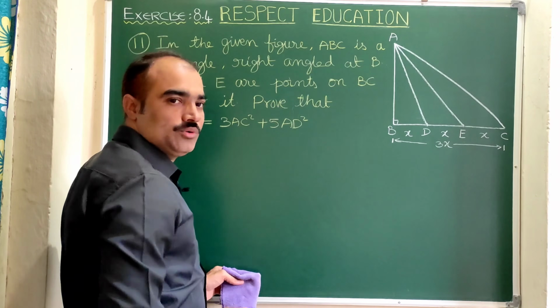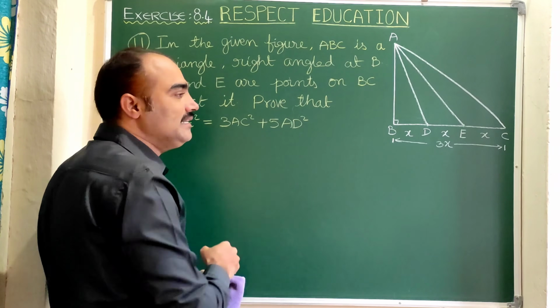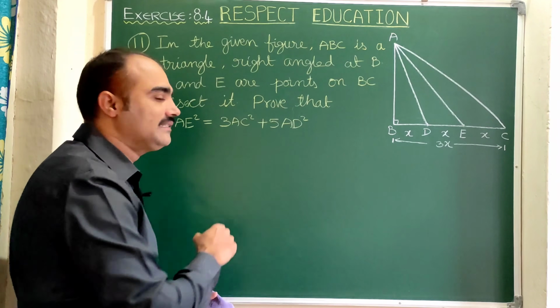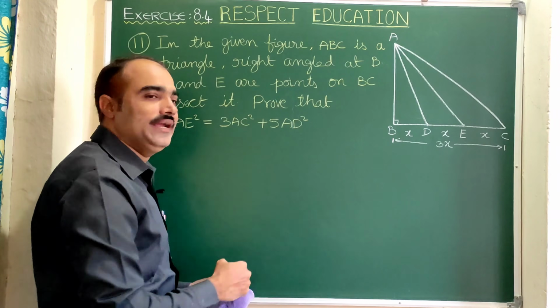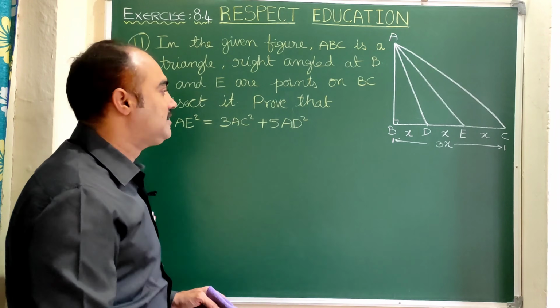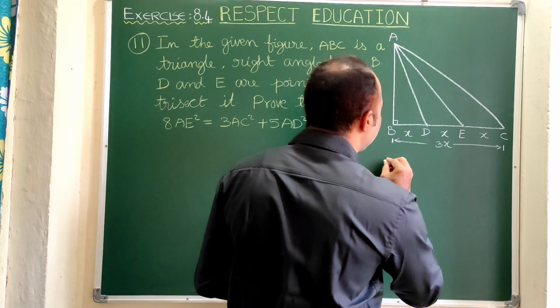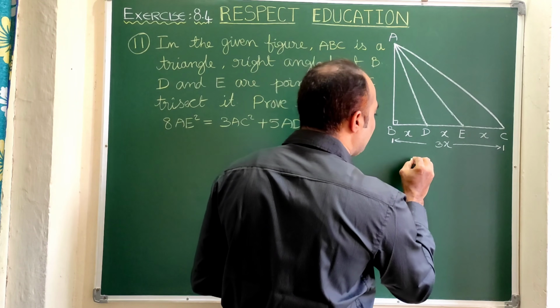Now we have to prove that 8AE square is equal to 3AC square plus 5AD square. Let us start solving this problem. First let us write the given data.